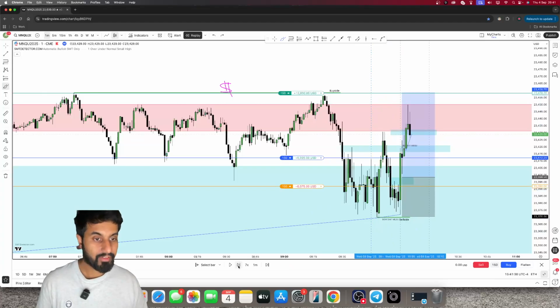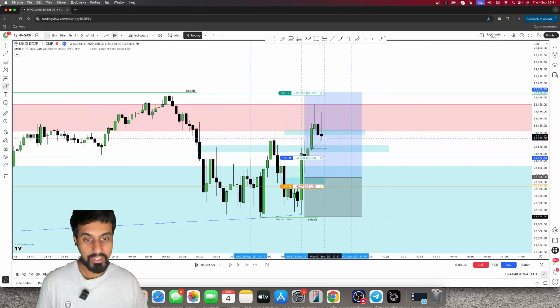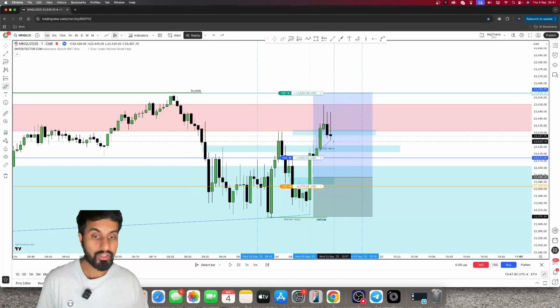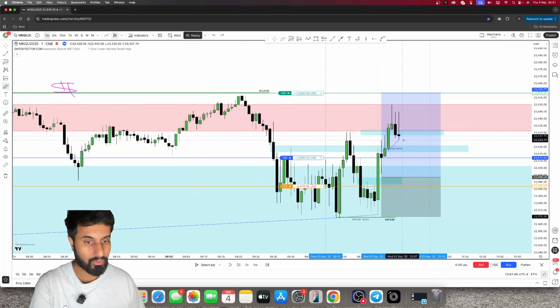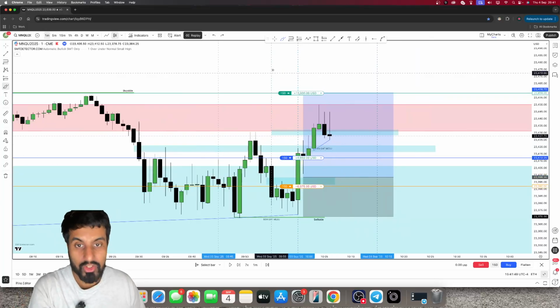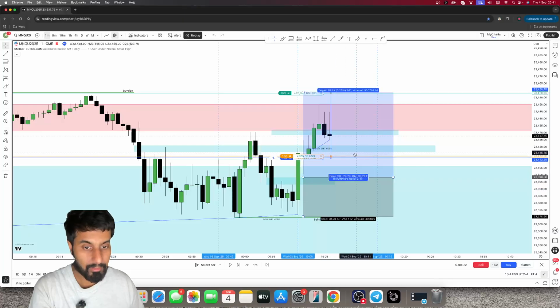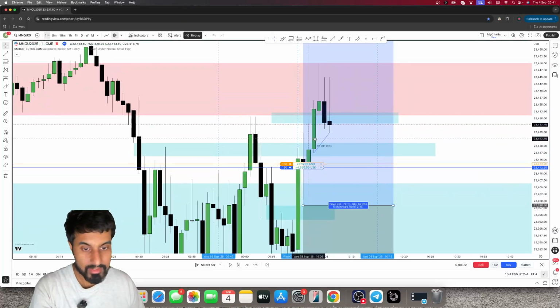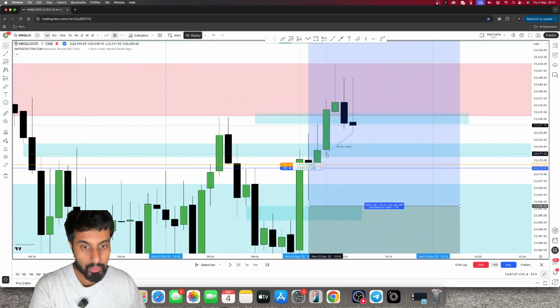What happens at that fair value gap? Another SMT here. This could have been a potential pyramid entry, but I don't want to do it just because it was before we had NFP week. We have SMT here. So with that SMT, you can now potentially bring stop loss above. Why? Because this low here was taken out with ES, right?